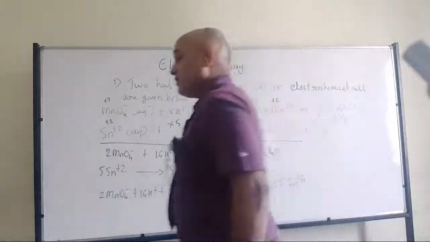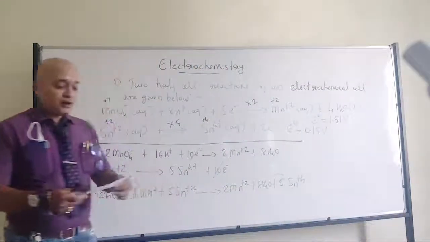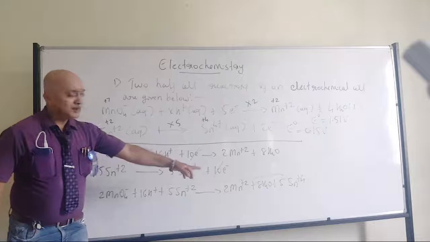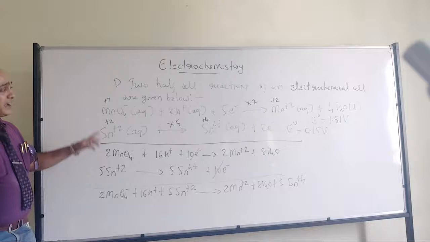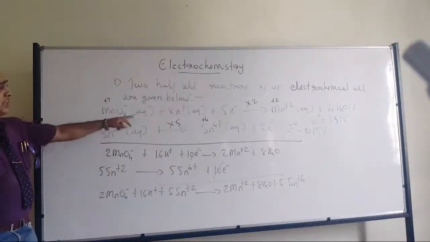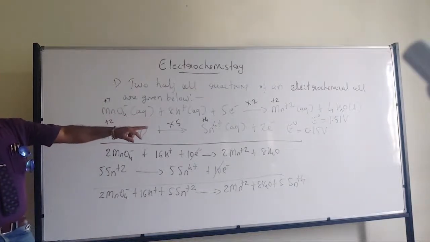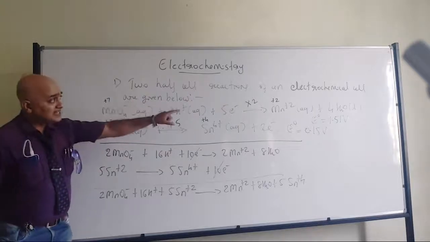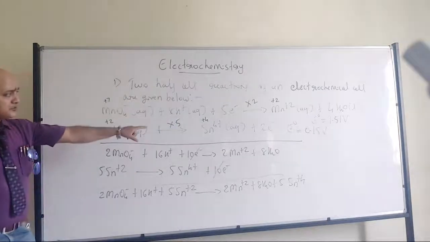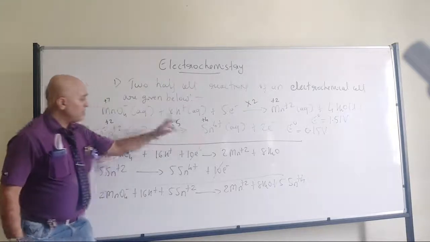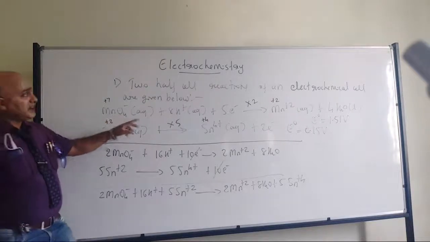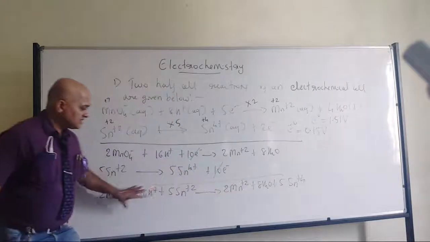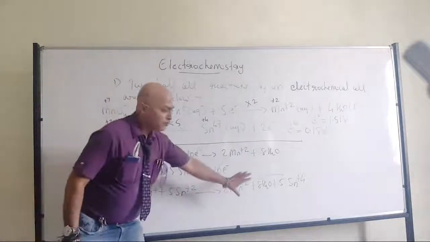Okay? Now, the next point is to find out whether it will favor the forward direction or the backward reaction. According to this equation, they have given the standard redox potential values also. So whether Mn plus 2 is going to donate the electron to stannic ion, or stannous ion is going to donate the electron to permanganate. That is the question. Whether this equation will go in this direction or in the forward direction.